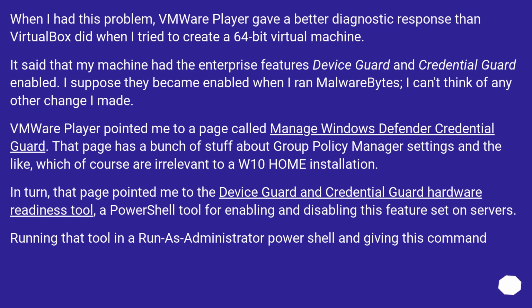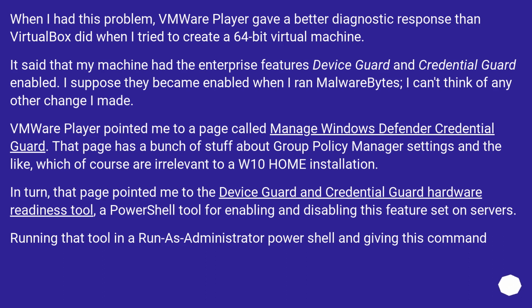When I had this problem, VMware Player gave a better diagnostic response than VirtualBox did when I tried to create a 64-bit virtual machine. It said that my machine had the Enterprise Features Device Guard and Credential Guard enabled. I suppose they became enabled when I ran Malwarebytes. I can't think of any other change I made. VMware Player pointed me to a page called Manage Windows Defender Credential Guard. That page has a bunch of stuff about Group Policy Manager settings and the like, which of course are irrelevant to a W10 Home installation.